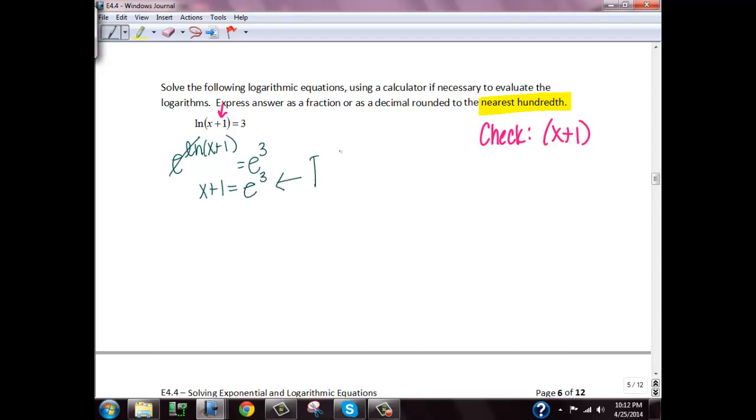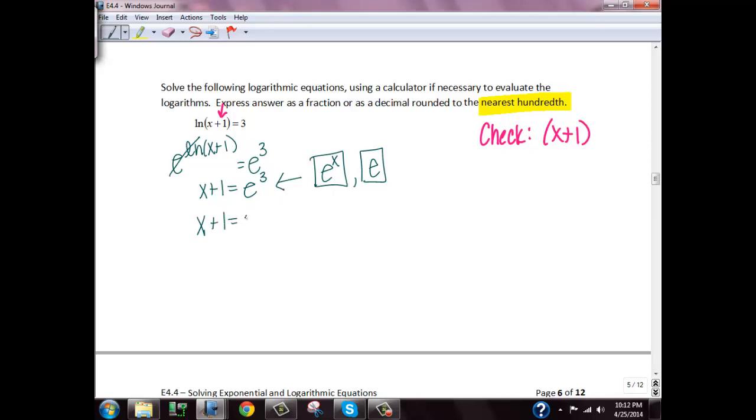Now in order to simplify this, most of you have an e to the x button on your calculator or an e button. Okay, so you're just going to raise e to the third power, and I'm going to go ahead and just do that really quick.